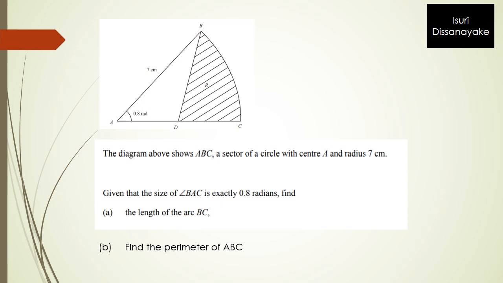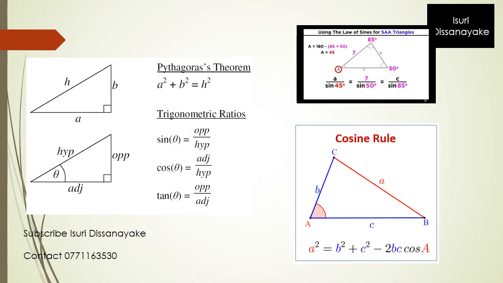A to B and A to C are 2 straight edges, and A is the center. Therefore, AB and AC are the radius, which is 7 centimeters each. Using S equals R theta, with theta 0.8 in radians, gives you the length from B to C. So simply adding the 3 values, you can get the answer for part B, which is the perimeter of ABC.